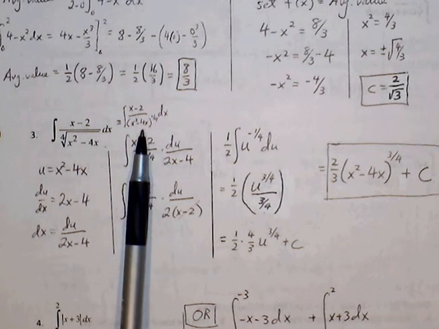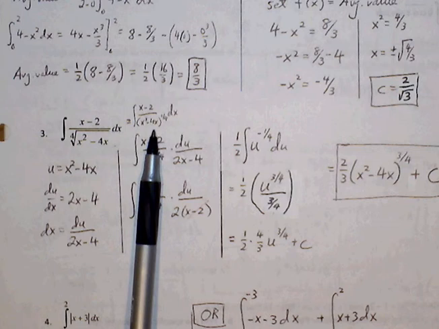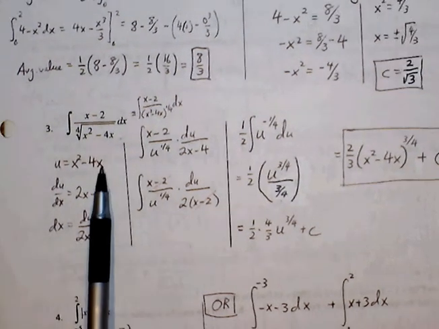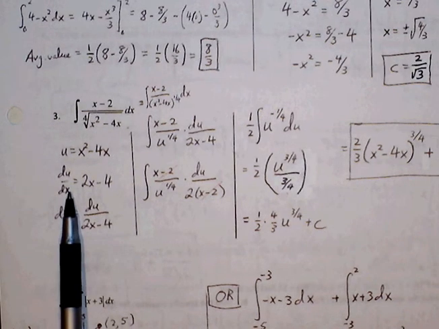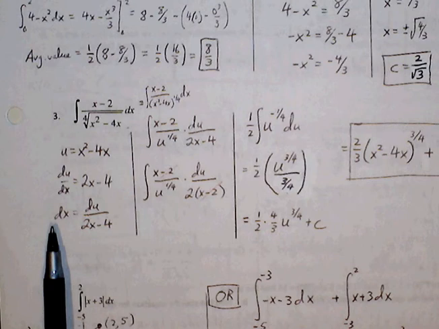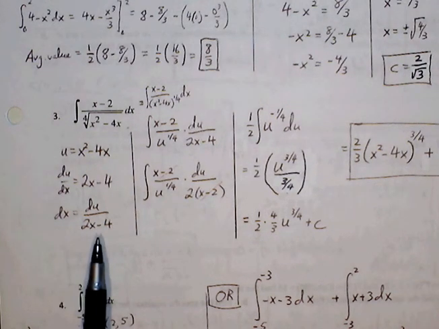We simply want our u value to be what's inside the parentheses. So x squared minus 4x is equal to u. du over dx is equal to 2x minus 4. Solve for dx. dx is equal to du over 2x minus 4.